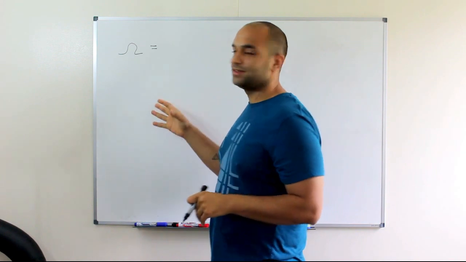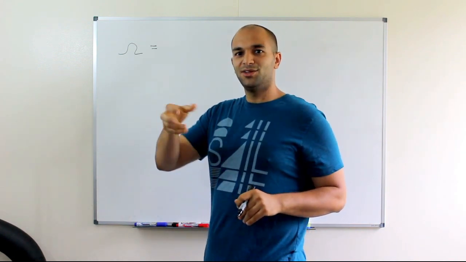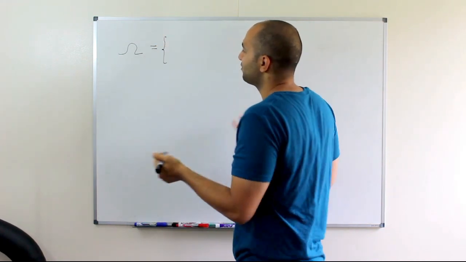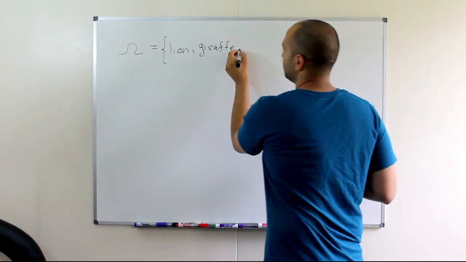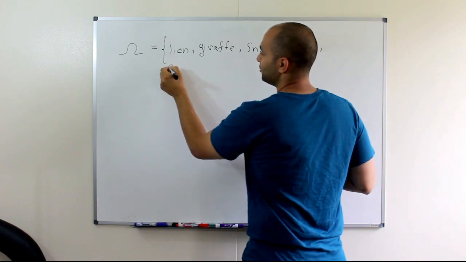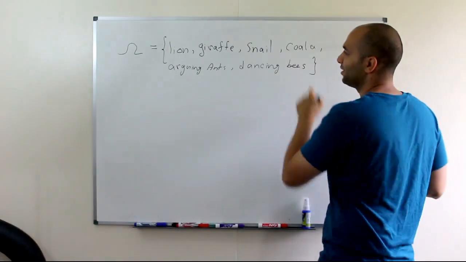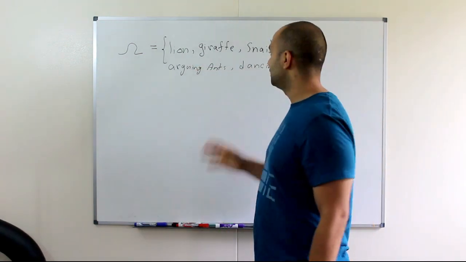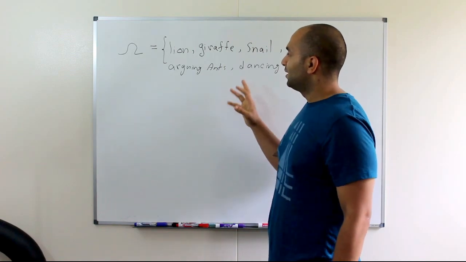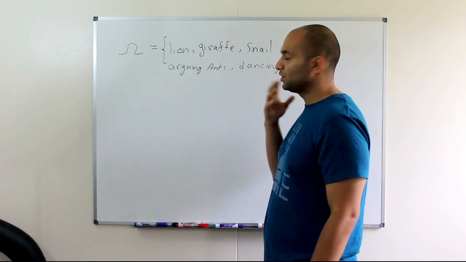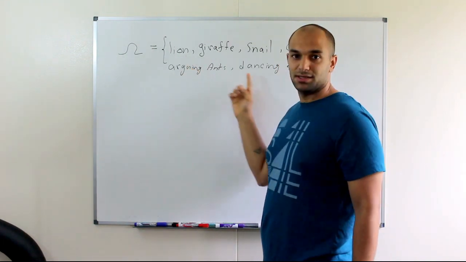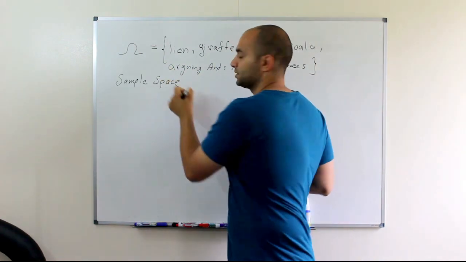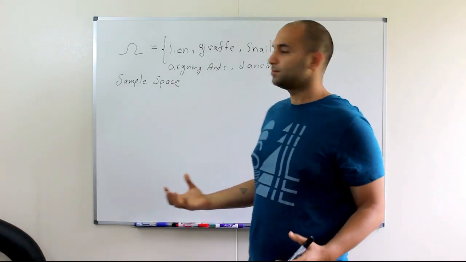So let's say you live in the jungle or are out in the wild and you hear some weird noise and you don't know what made that noise. The set of possible outcomes could be like a lion, giraffe, could be snail, koala, whatever, arguing ants, dancing bees, stuff like that. And you don't know which one it is, but you know you've been long enough in the jungle, you've been living there for 10 years, and you know that it's one of these. And every time you hear that noise, you go out and see which one it is. So this is basically the set of all possible outcomes. So this would be the sample space. It's basically when you go out into the world, what are you going to measure?